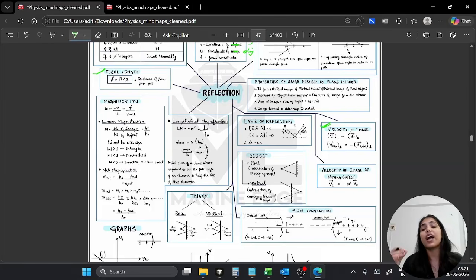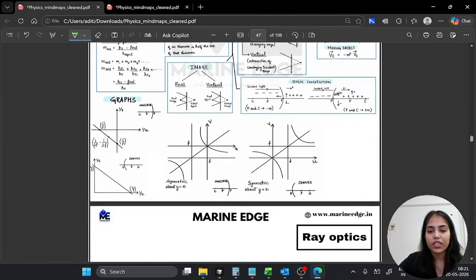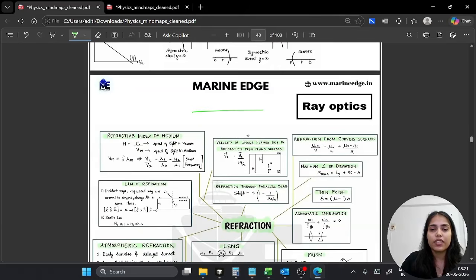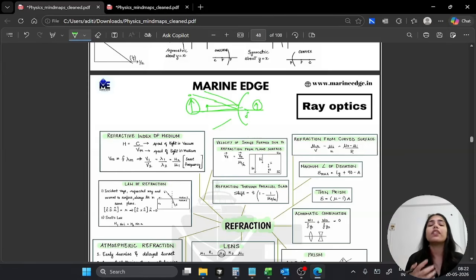Next, if the rays actually meet on the real side, for example, if this is a mirror and this is the object, and you pass a ray parallel, it will seem like it is passing through the focus. If this is the focus, and a ray is going through the focus, it will pass parallel. Now, if these two rays are actually meeting, not behind the mirror, but somewhere on the left side of the mirror, then we form a real image.